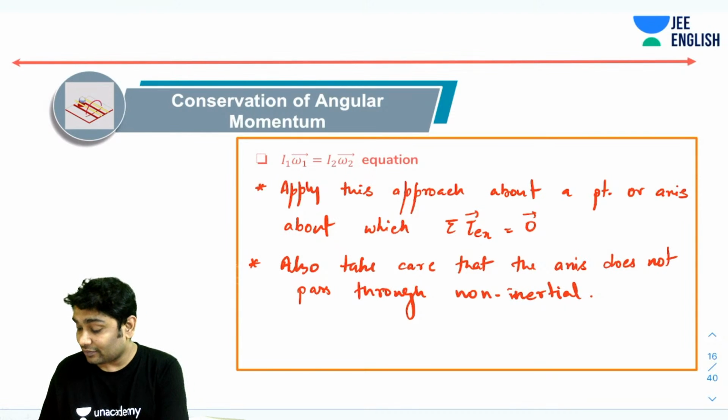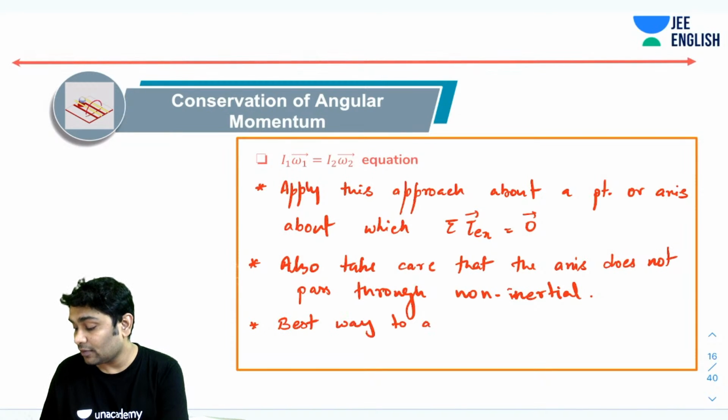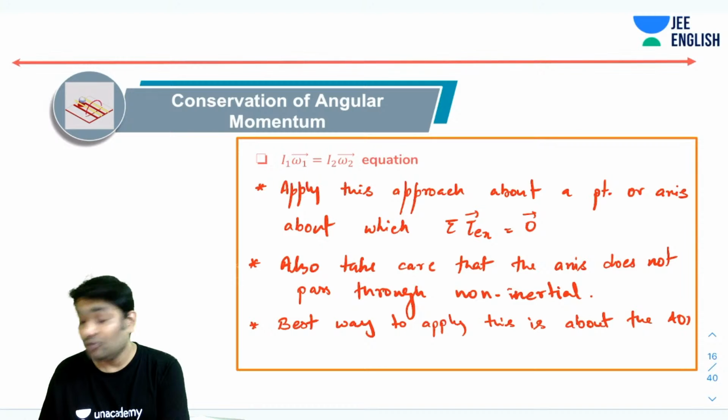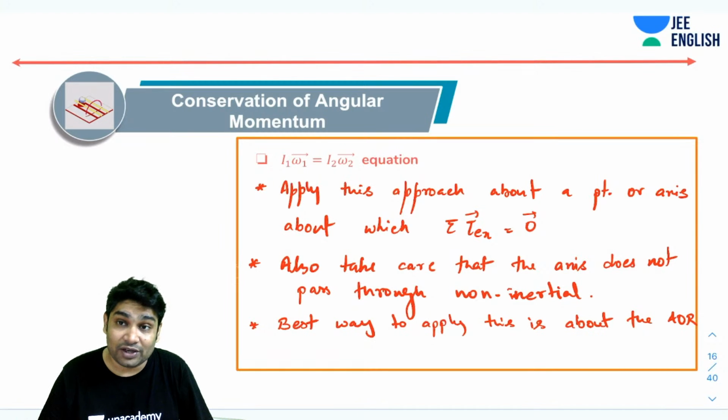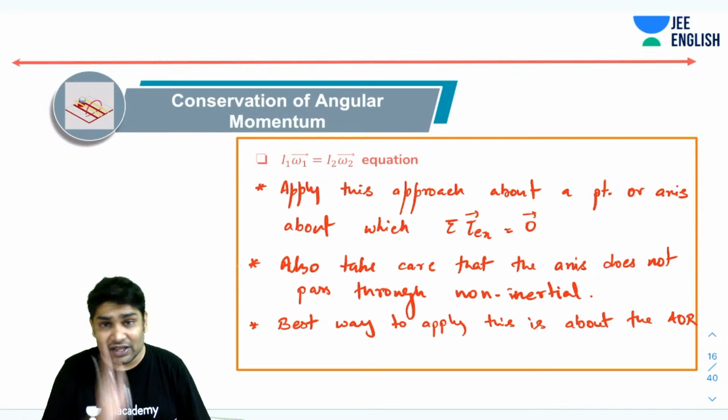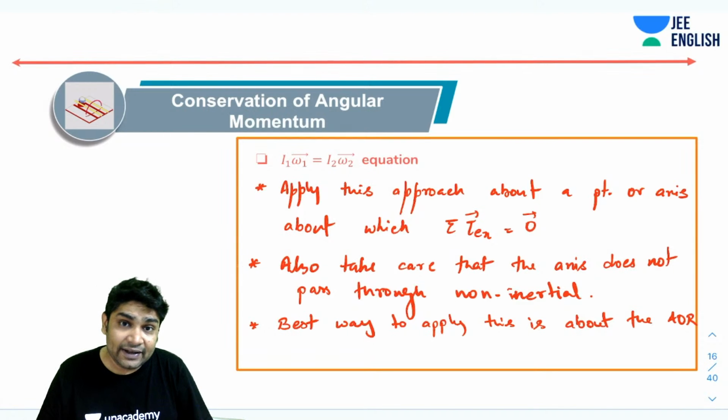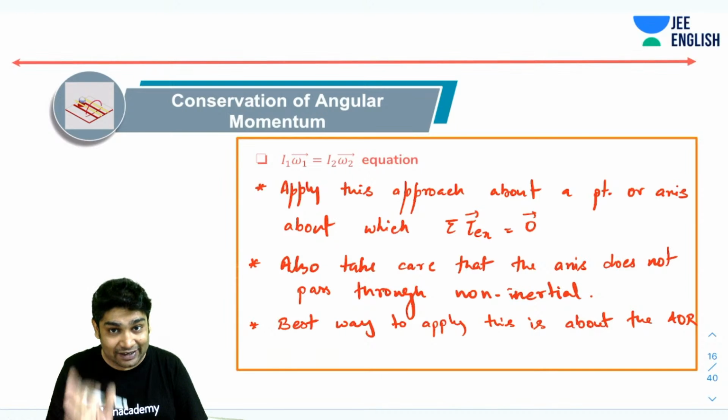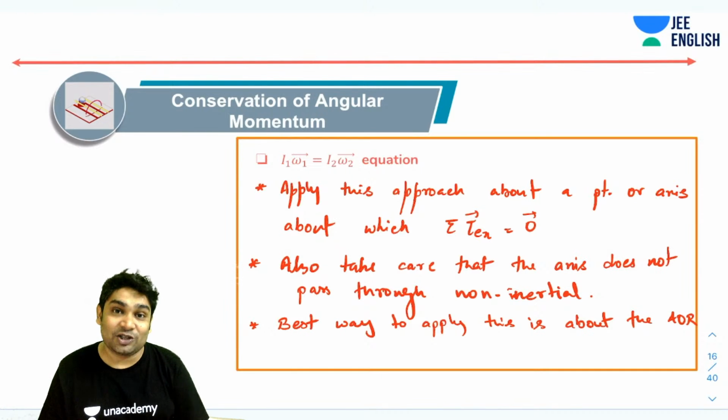Again, the best approach, the best way to apply this, is about the axis of rotation, because that will always be inertial. The axis of rotation for pure rotation will pass through points which are at rest in the ground frame or in any reference frame for that matter. In any reference frame, what is the axis of rotation? The points lying on which are at rest with respect to that reference frame. That is called the axis of rotation.